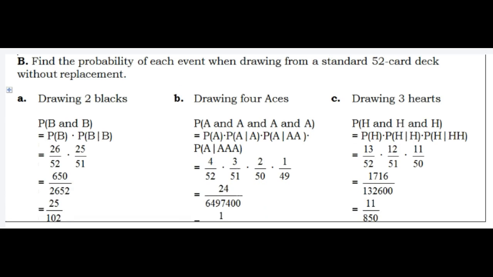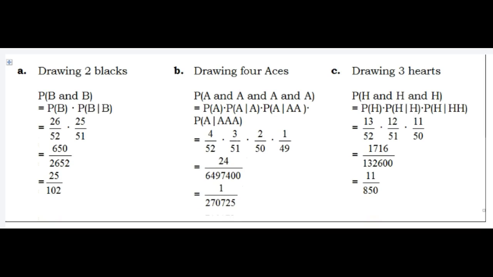Example B: find the probability of each event when drawing from a standard 52-card deck without replacement. The probability of drawing 2 blacks. That means we draw a black card, don't replace it, and then draw another black card.